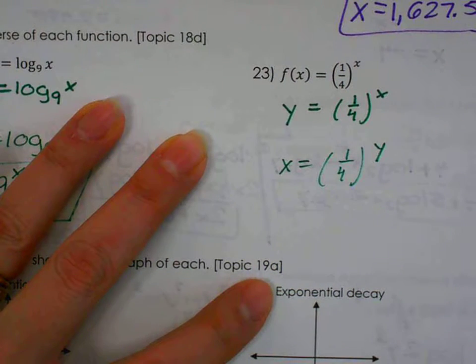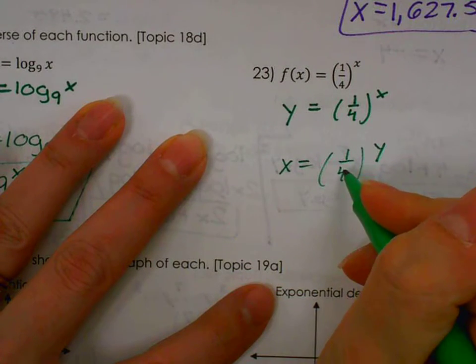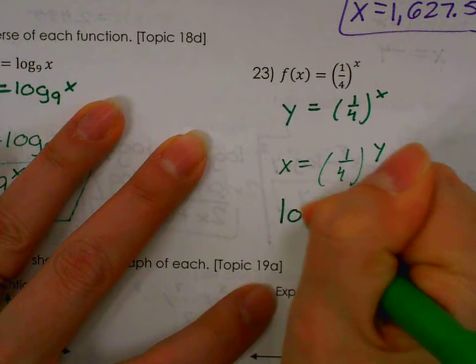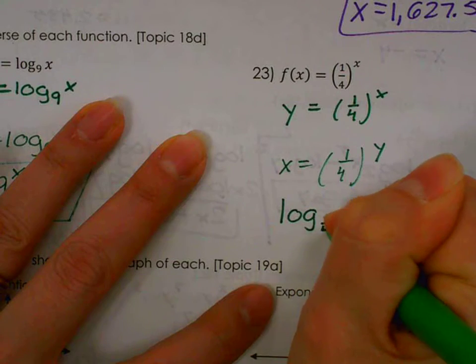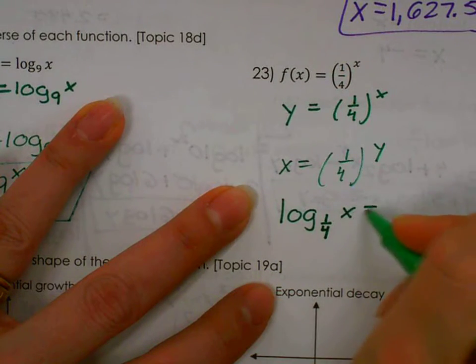And now we're going to put it in logarithmic form because this is exponential. So my base is 1/4. So it's log base 1/4 of x equals y.